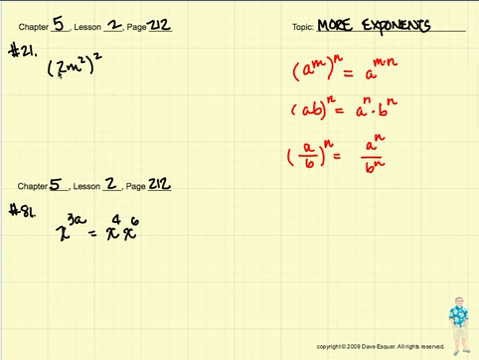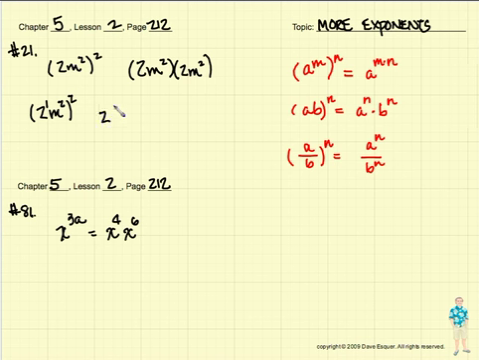Starting us off, we have 2m squared to the second power. Remember, this is really saying 2m squared times 2m squared. We can use the first rule that we have over here, and this is the same as saying 2 to the first power times m squared. Same thing, I just rewrote it.